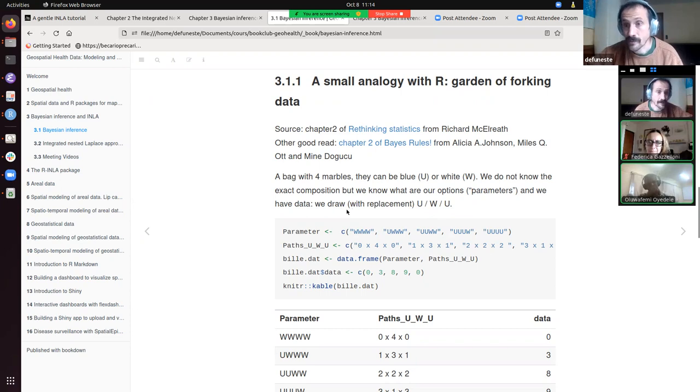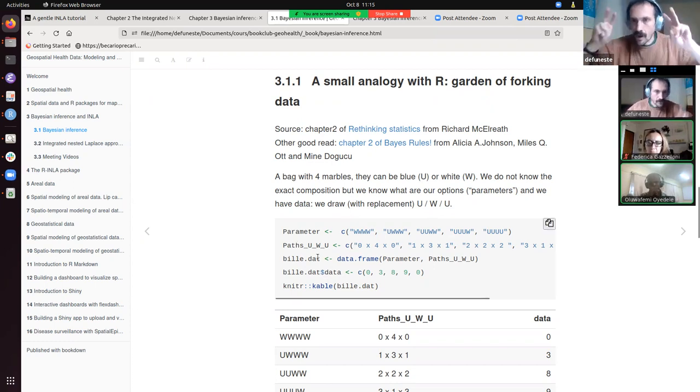And we have data. We draw three with replacement. So I put my hand into the bag, I draw a marble. The first one is blue. I put it back. I draw again. Oh, I get a white. I put it back. Oh, I get a blue. So let's try to define that with a bit of R.